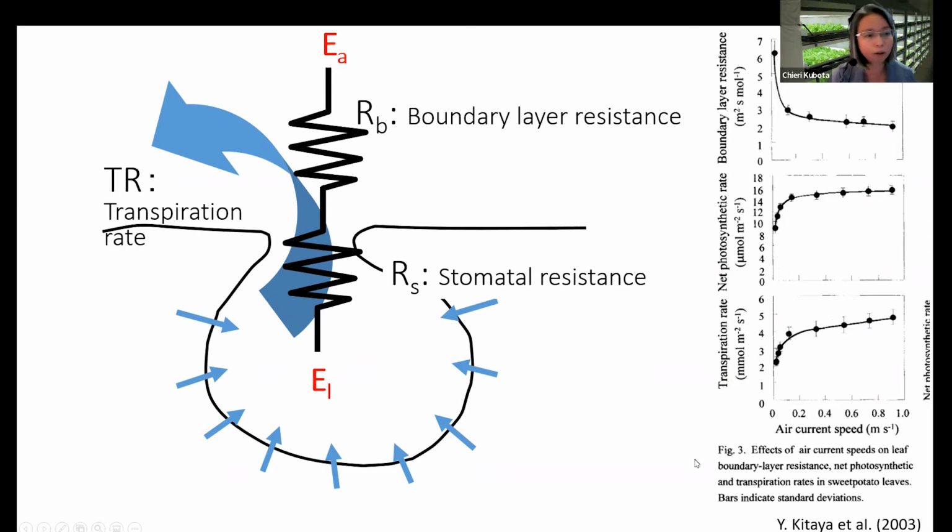So that's really, he actually measured those. And then this is my simple presentation of boundary layer limiting the gas exchange or transpiration, because it creates additional sizable resistance to that gas exchange.